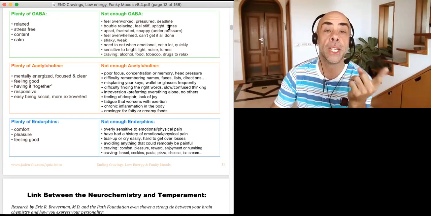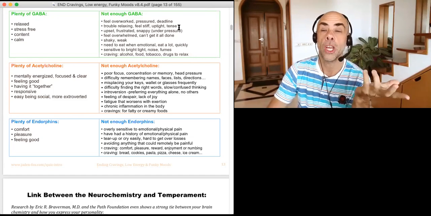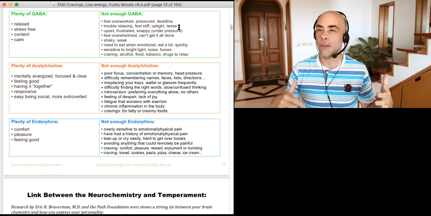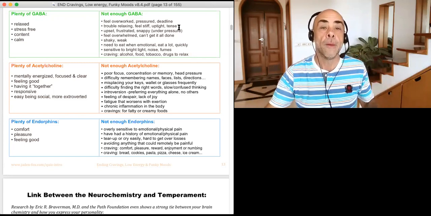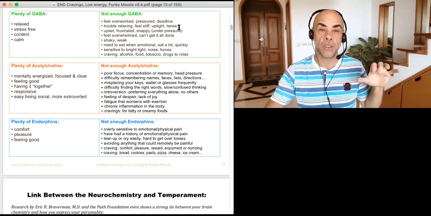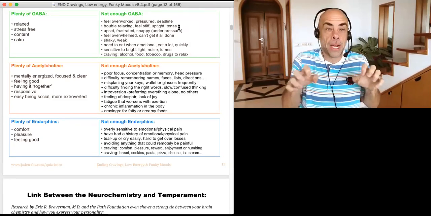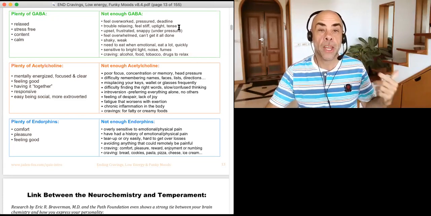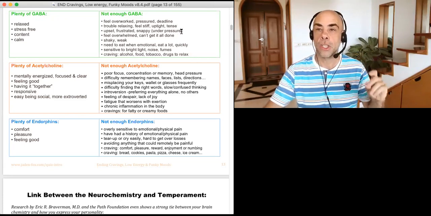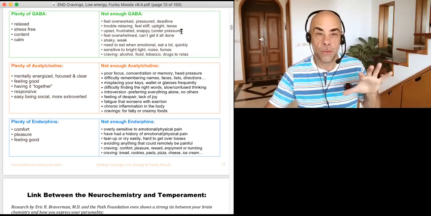So indicators of not enough GABA: you feel overworked, pressured. You're always under a deadline, even when you don't have one. There's just always that, I got to get things done. Trouble relaxing, you feel stiff, uptight, or tense. Your body literally is on high alert. Upset, frustrated, or snappy because you're under pressure. Even when you don't really have pressure per se, it feels that way.